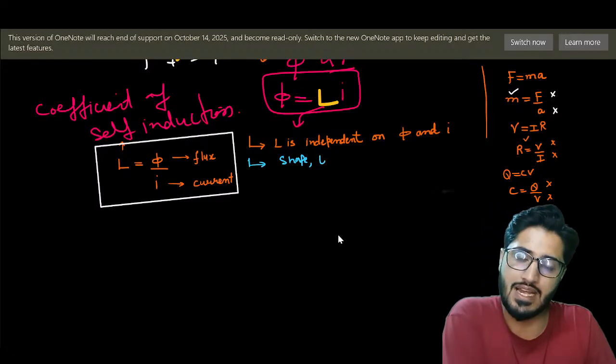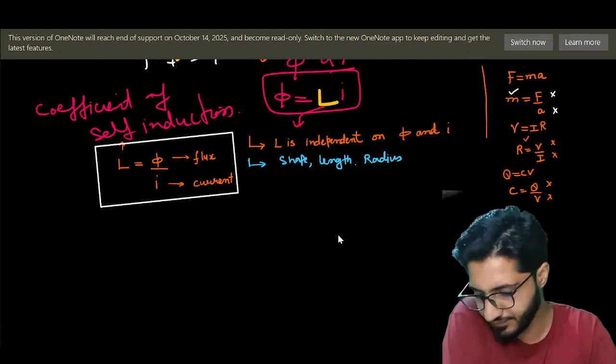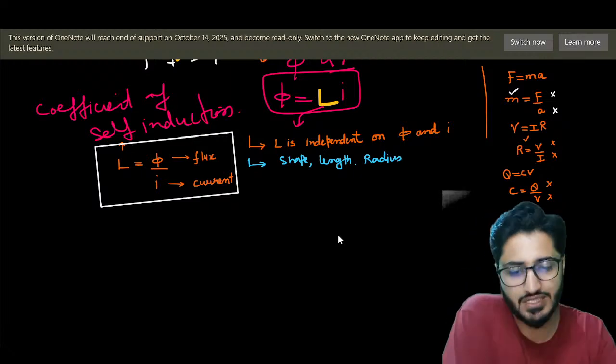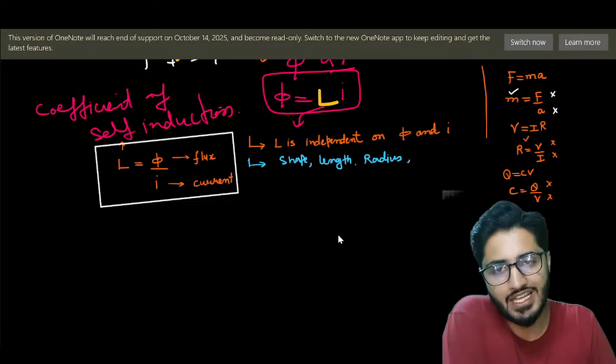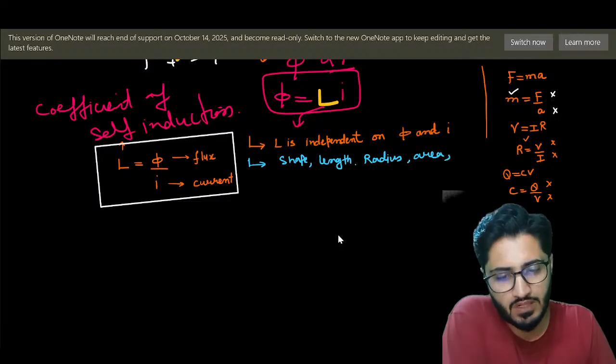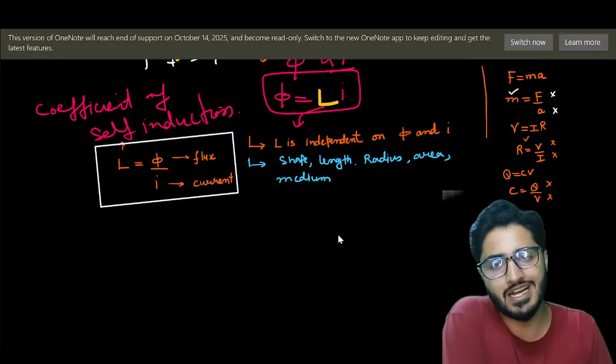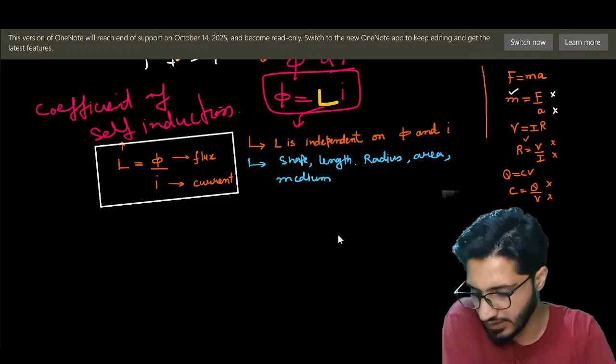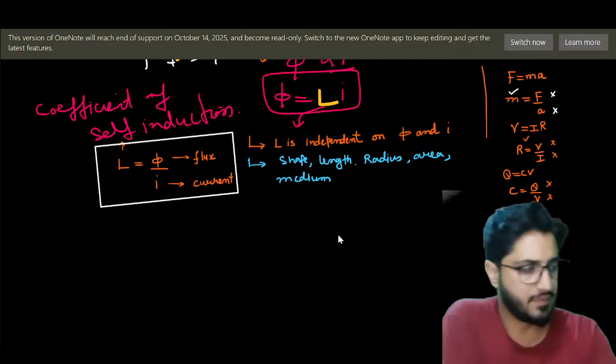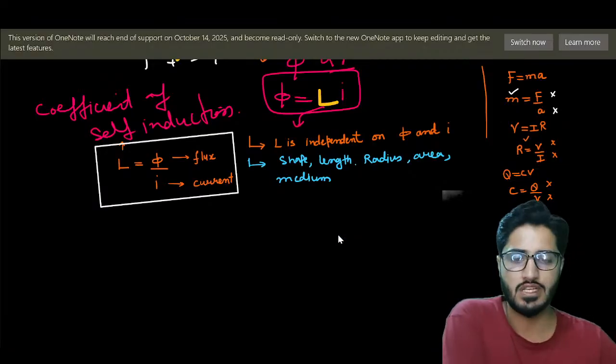Shape means length, radius of your coils, or you can write area. Then you can write the medium that is filled inside this coil, whether air, iron, or something else.